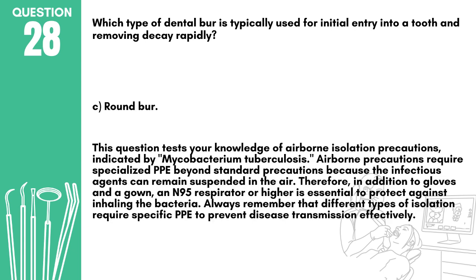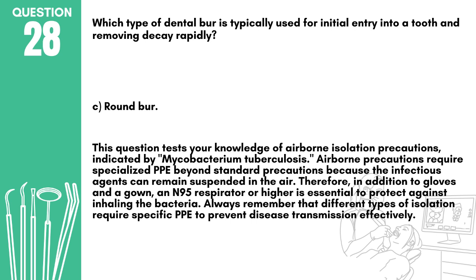Answer: C. Round burr. This question assesses your knowledge of dental burrs and their specific applications in restorative dentistry. The keywords initial entry into a tooth and removing decay rapidly are key indicators for the function of a particular burr. A round burr, with its spherical cutting head, is commonly used for opening the tooth into the dentin, creating retention, and quickly removing soft carious, decayed, dentin.